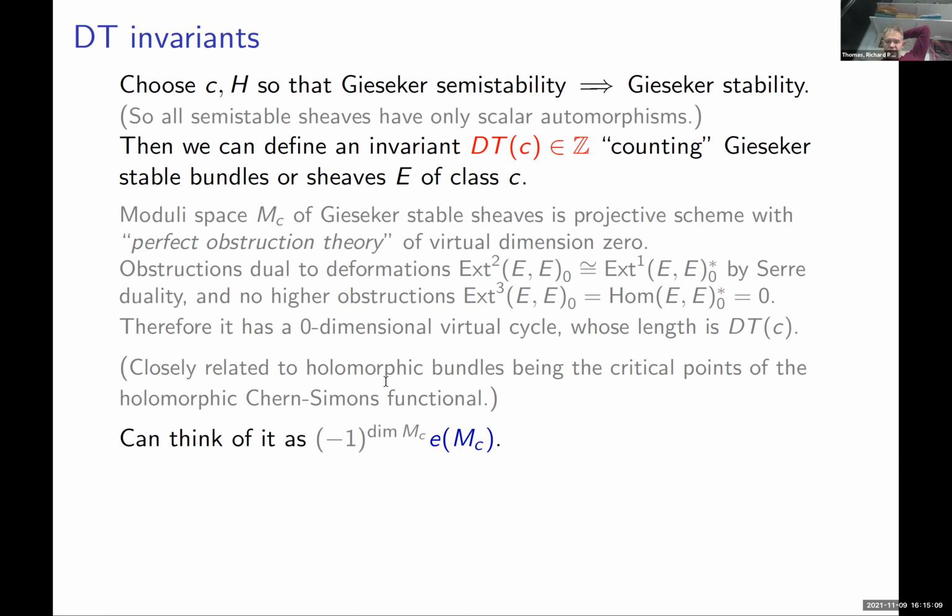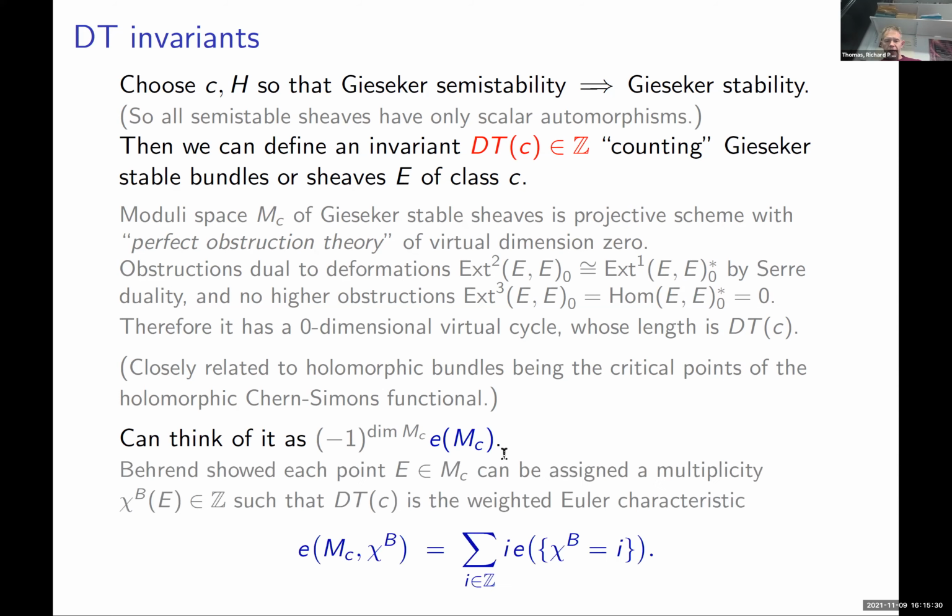Okay, and for this and other reasons, it makes sense to think of this DT invariant as the topological Euler characteristic, up to sign, of the moduli space. So it's not quite that. When the moduli space is smooth, this formula is precisely correct. And more generally, there's a way of generalizing this formula to make it correct.